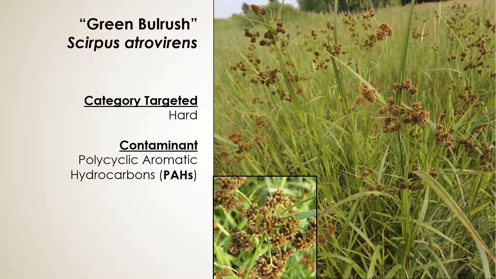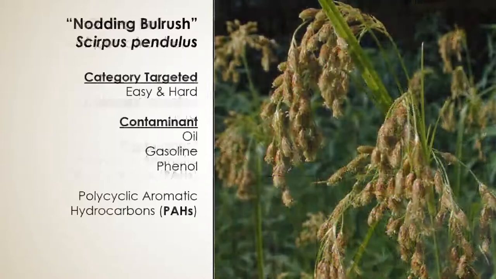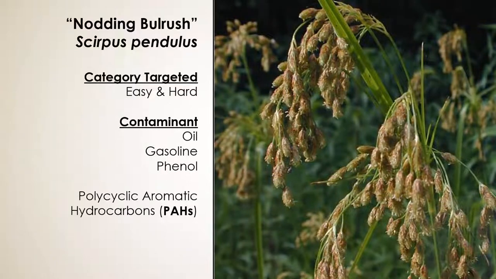Green rush, it's a Scirpus species. Nodding bulrush, another Scirpus species. And you find these out at Osage Park. If anybody has been out there to the wetland, there's a lot of these wetland species here.